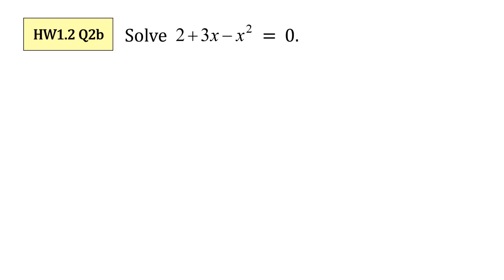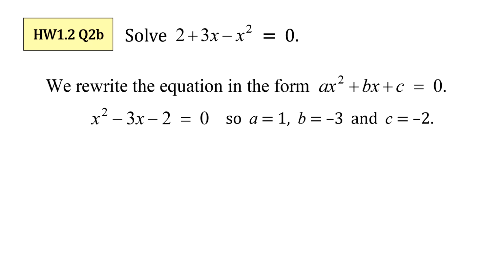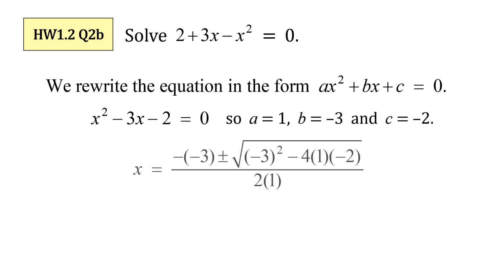Let's take a look at question 2b. The logical thing to do first is to rearrange the terms so that it is of the form ax squared plus bx plus c equals 0. Now that we have it in this form, we know what the a is, and b and c are both negative. And because they are negative, when you substitute them into the formula, remember to place them inside round brackets.